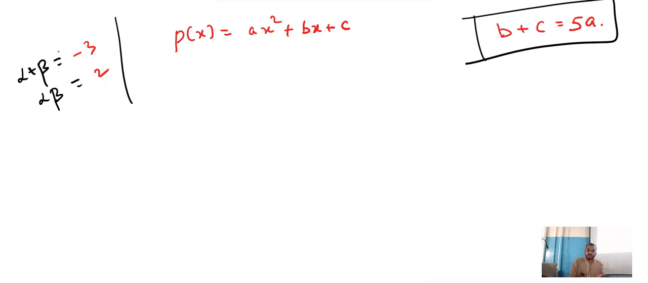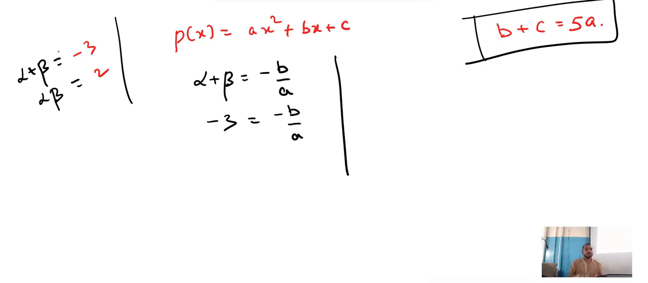Now what is a? A only. What is b? B only. What is c? C only. Sir, what to do? Don't worry. When Shasa is here, no need to get fear. Sum of its zeros: alpha plus beta is equals to minus b by a. What is alpha plus beta? Minus 3 is equals to minus b by a. Keep it as it is.